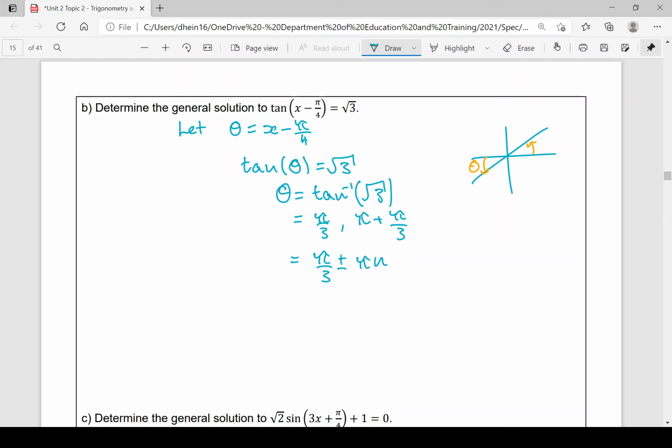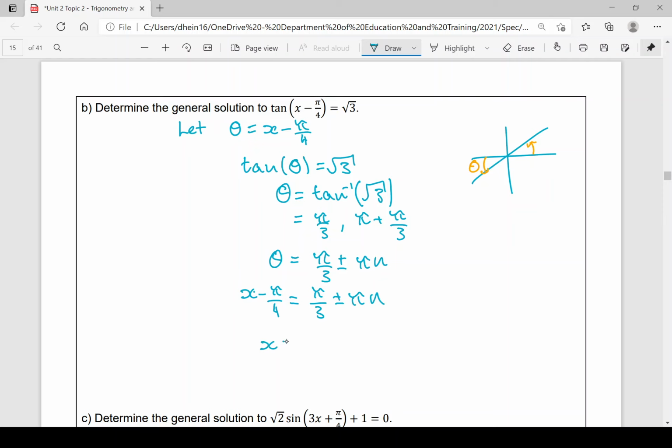So all of our solutions are going to be symmetric to each other by 180 degrees. But we're not done here. Now we need to substitute back in theta equals x minus pi on 4. So x minus pi on 4 equals pi on 3 plus or minus pi n.